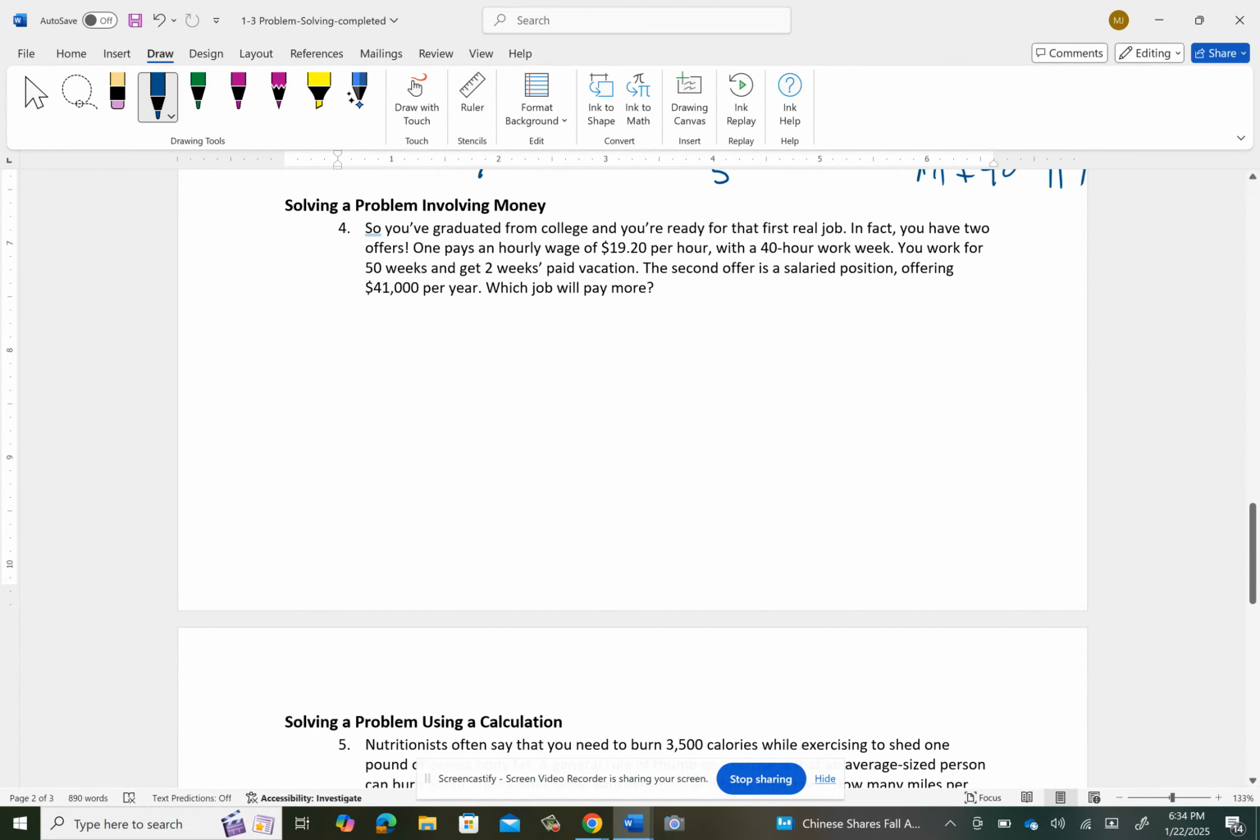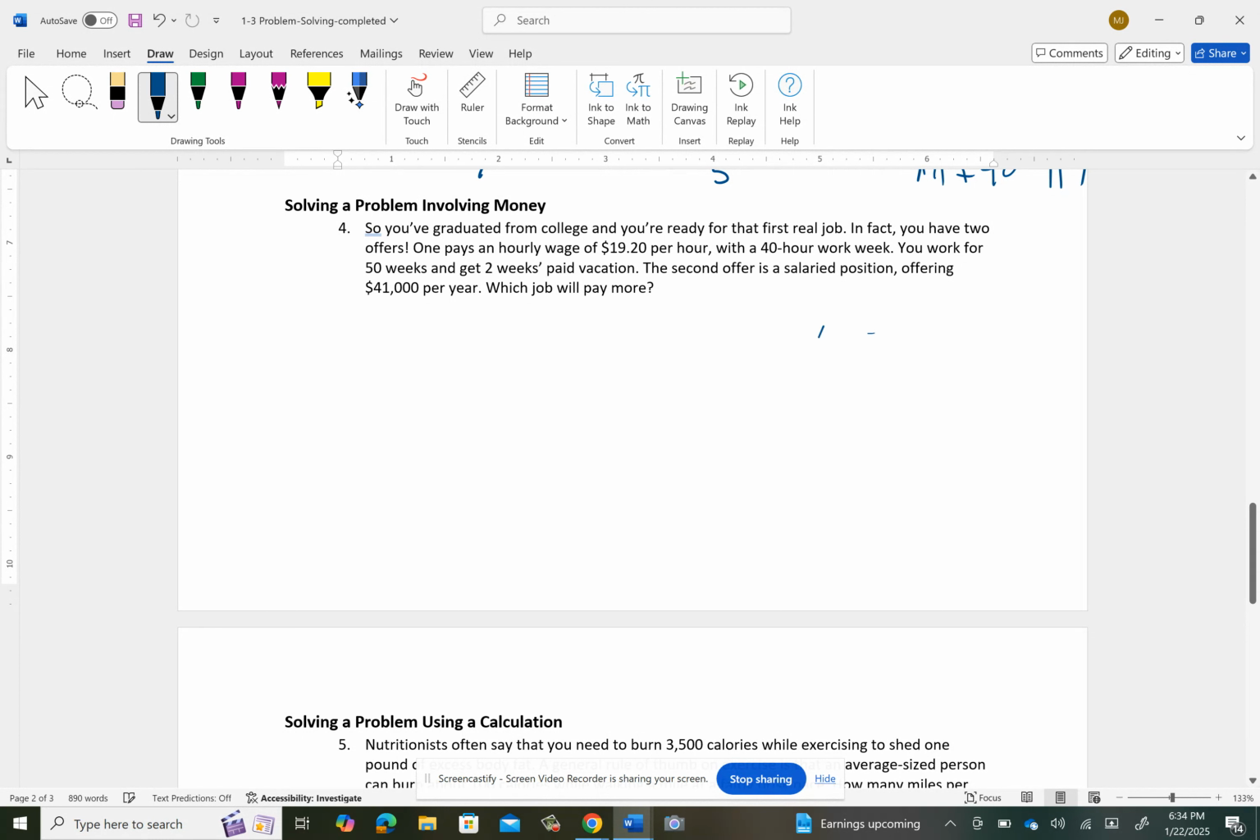You've graduated from college, ready for that first real job. You have 2 offers. One pays an hourly wage, $19.20 per hour, with a 40-hour work week. And you wind up working for 50 weeks and get 2 weeks paid vacation. Second offer is salaried, offering $41,000 per year. Which job will pay more?